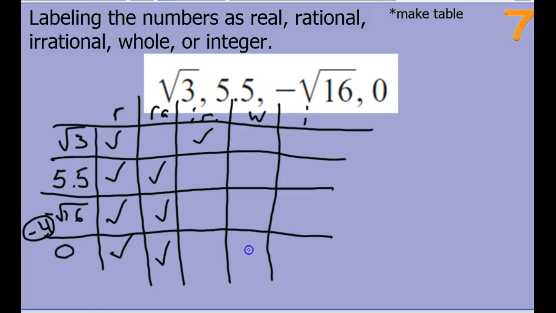Whole numbers, looks like we only have 0, because whole numbers cannot go below 0. So we can't have negative 4, and we can't have 5.5 because that is a decimal. Integers, we know we have the negative 4 and the 0. We can't have a decimal as an integer.